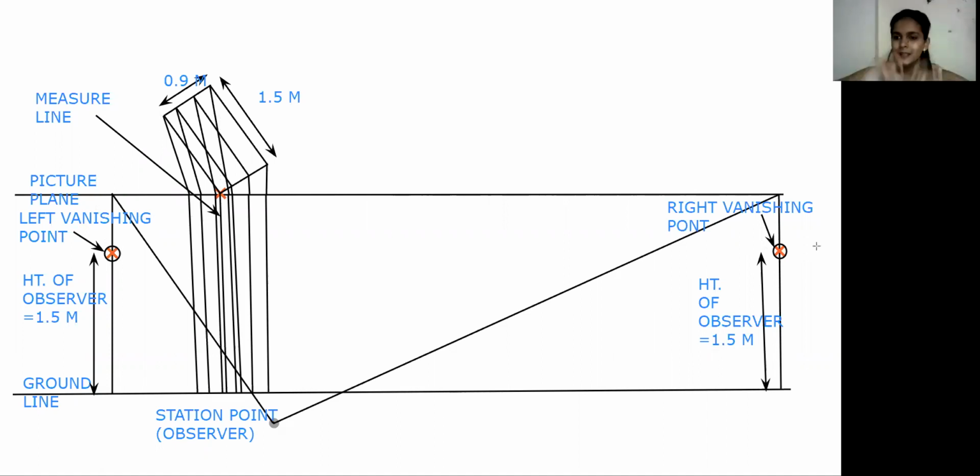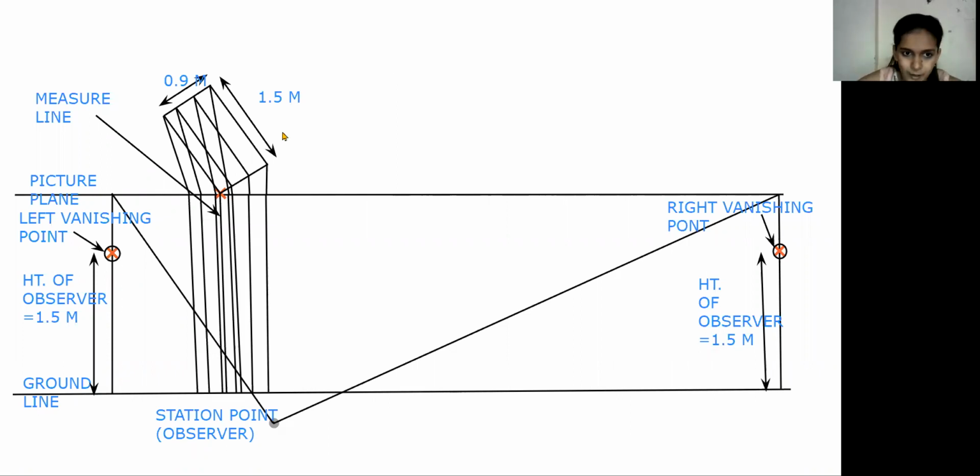So consider the measure line, and what do we have to draw? We have to draw the perspective view of 3 steps. Means for 3 steps we need to consider 3 risers. And what is the value of riser? That is 0.15 meter. So half centimeter. Okay. So on measure line we need to consider 4 points. Why 4 points? Because 3 risers.